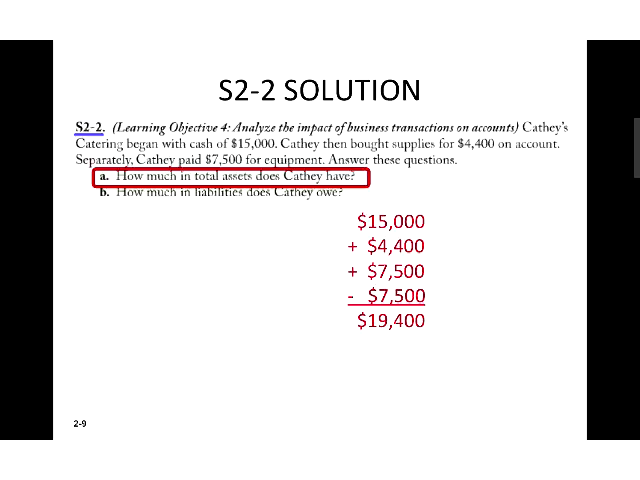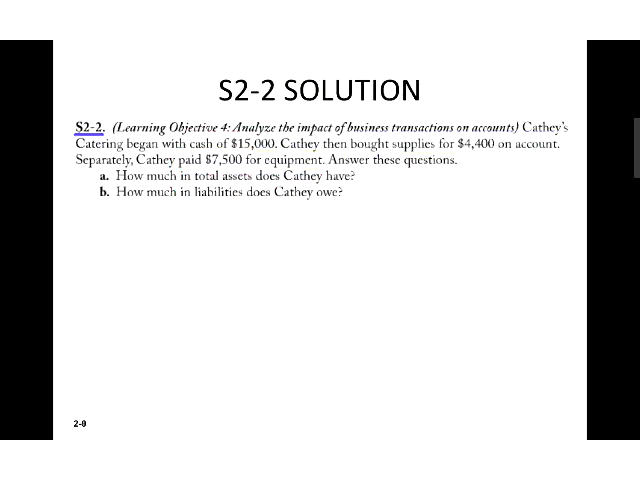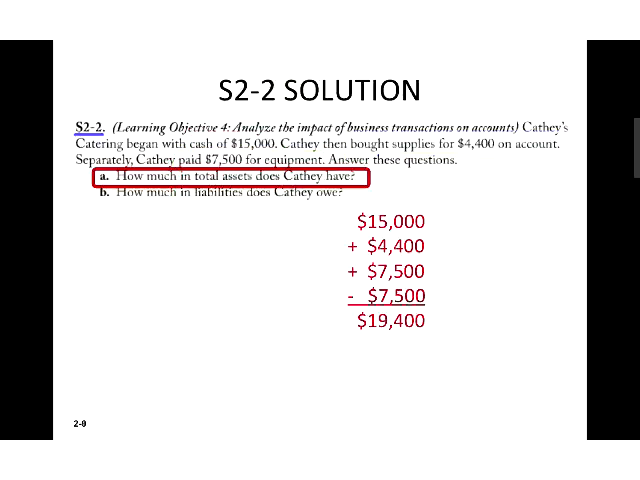What you're doing then is taking the $15,000 beginning balance and adding to it the $4,400. We bought supplies, $4,400, on account, so that asset increased. The $7,500 is the computer we bought, and the $7,500 subtracted is the cash we paid for the computer. So those both impact assets. The answer to A here is $19,400.